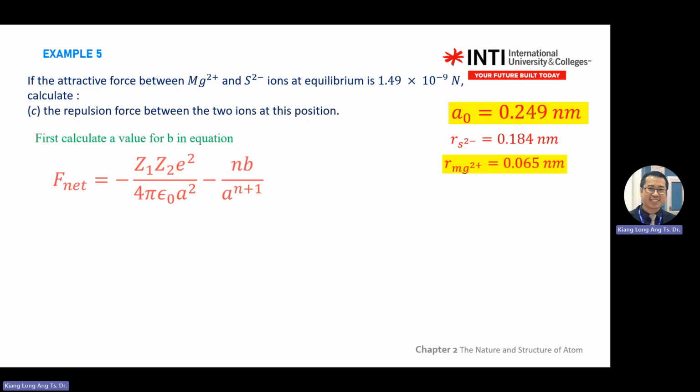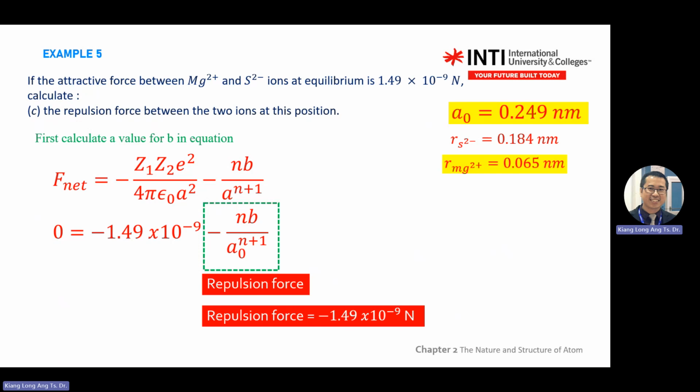Once you get that one, you can calculate the repulsive force, which is this one. So in equilibrium, you have zero net force. This one is given in the question, which is negative, this magnitude, minus nB divided by this number. You do not even need to substitute because it's balanced. So you move this to the other side. The repulsive force is negative 1.49 × 10^-9 Newton.